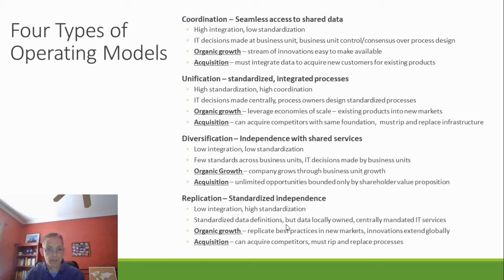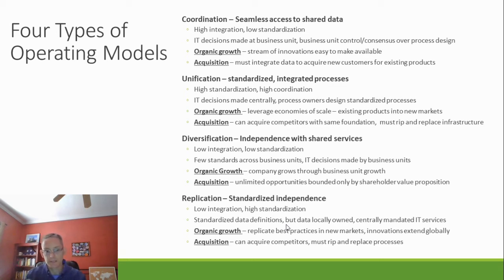Diversification is when you have low integration and low standardization. So you've got various companies, think more like General Electric or FMC, where there are few standards across the business. The IT decisions are made by their own business unit. So IT is kind of located everywhere. The company grows basically through business unit growth. Okay, each of the business units grows itself. That allows the bigger company unlimited opportunities for acquisition. They just basically buy and sell based on shareholder value.